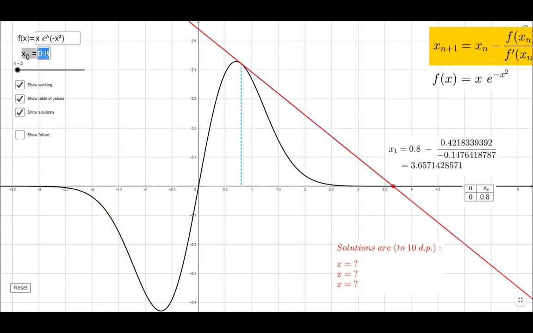But what about if we started with 0.8? We're still going to get further away. Let's try and get the other side of that minimum. So the minimum looks like it's around 0.7. Let's try 0.4.